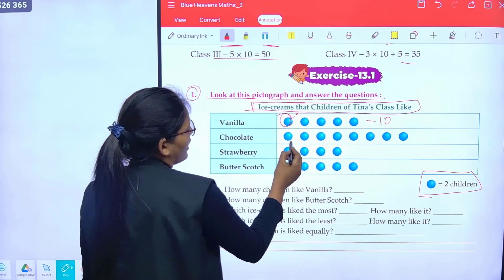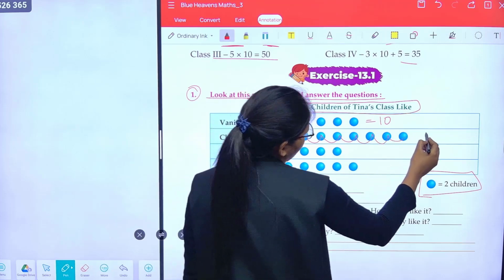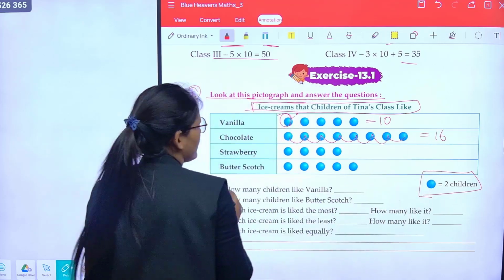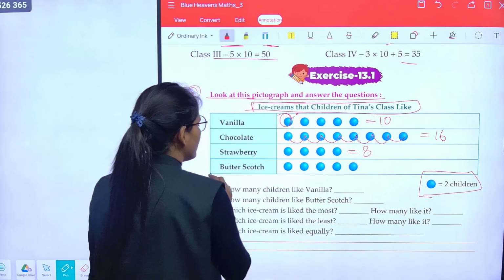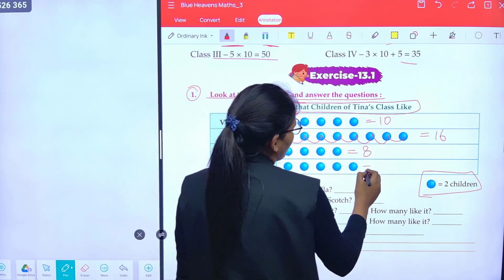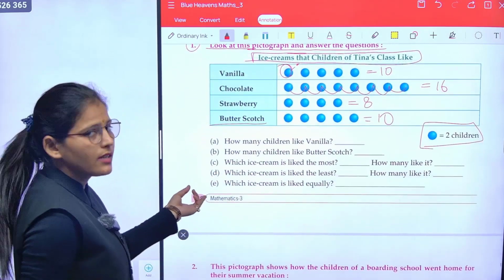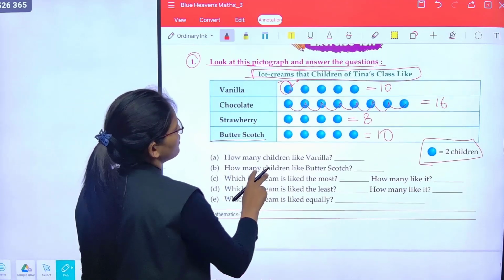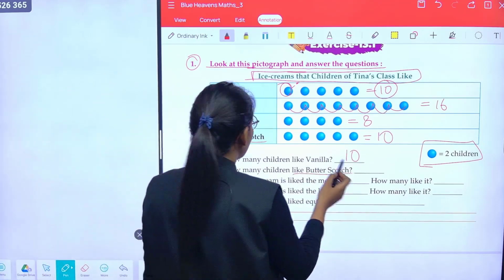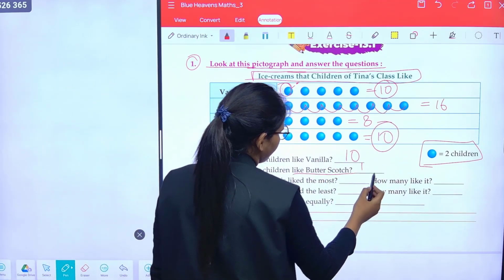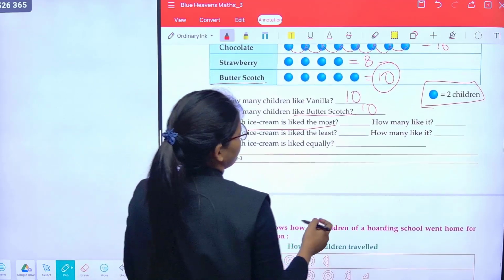नाउ चॉकलेट 4, 6, 8, 10, 12, 14, 16. 16 बच्चों को चॉकलेट पसंद है. स्ट्रॉबेरी 4 टू 8 बेबीज को पसंद है. नाउ बटर स्कॉच 1, 2, 3, 4, 5 मीन्स 10 बच्चों को बटर स्कॉच पसंद है. नाउ हाउ मेनी चिल्ड्रन लाइक वनीला? वनीला किस किस बच्चों को? नाउ 10. अंडरस्टैंड? हाउ मेनी चिल्ड्रन लाइक बटर स्कॉच? 10. नाउ विच आइसक्रीम इज लाइक्ड द मोस्ट? चॉकलेट.